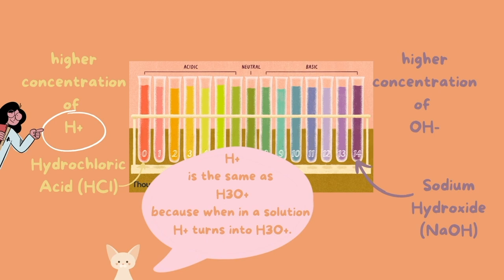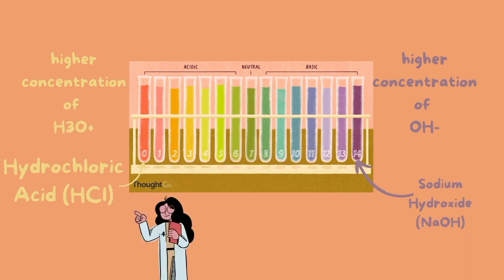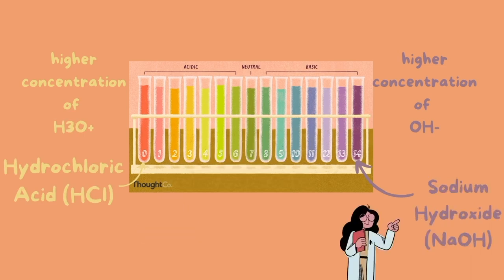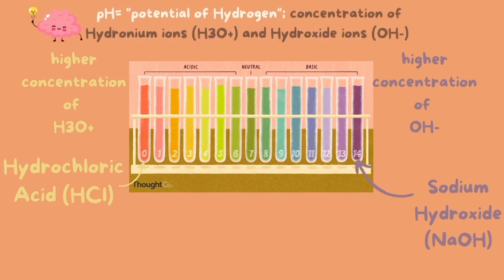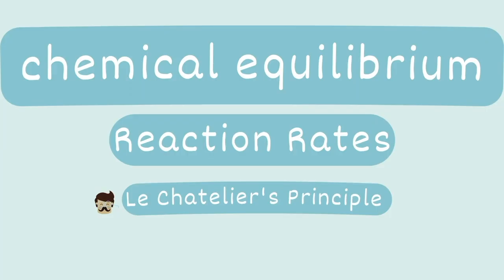Okay, so we've looked at an example of acid using hydrochloric acid, and we've looked at an example of a base using sodium hydroxide. And we know that pH stands for potential of hydrogen. In other words, we can also say that it's the concentration of hydrogen ions or hydronium ions, same thing, and the concentration of hydroxide ions.